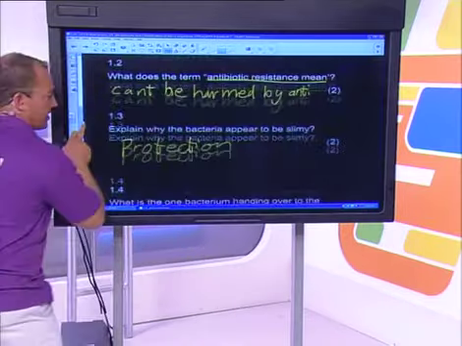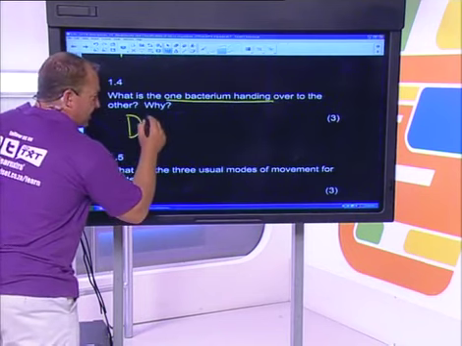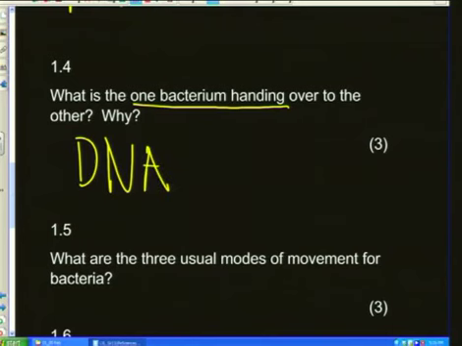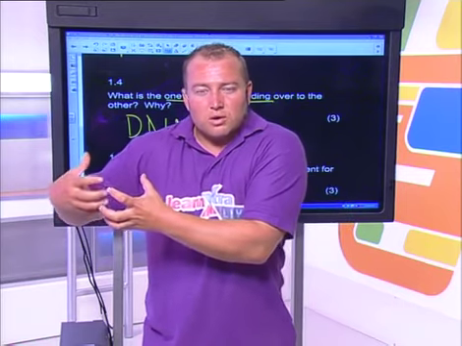So if we bring this down, what is he handing over? It's a DNA strand. What he wants to do is take his DNA. Remember, DNA gives you your mother and father's characteristics, just to put it nice and easy. And he's giving them new characteristics so that he's stronger.